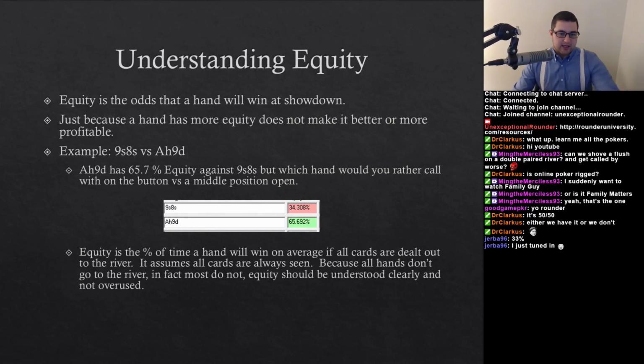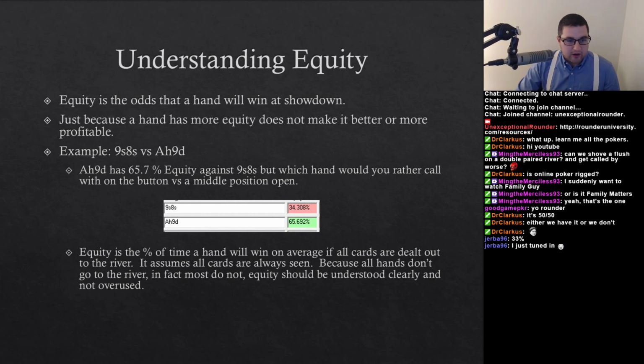Equity is the odds a hand will win at showdown. Just because a hand has more equity does not make it better or more profitable. We'll talk about an example, 9-8 suited versus Ace-9 offsuit. Ace-9 offsuit has about 65.7% equity against 9-8 suited. But which hand would you rather call with on the button versus a middle position open?